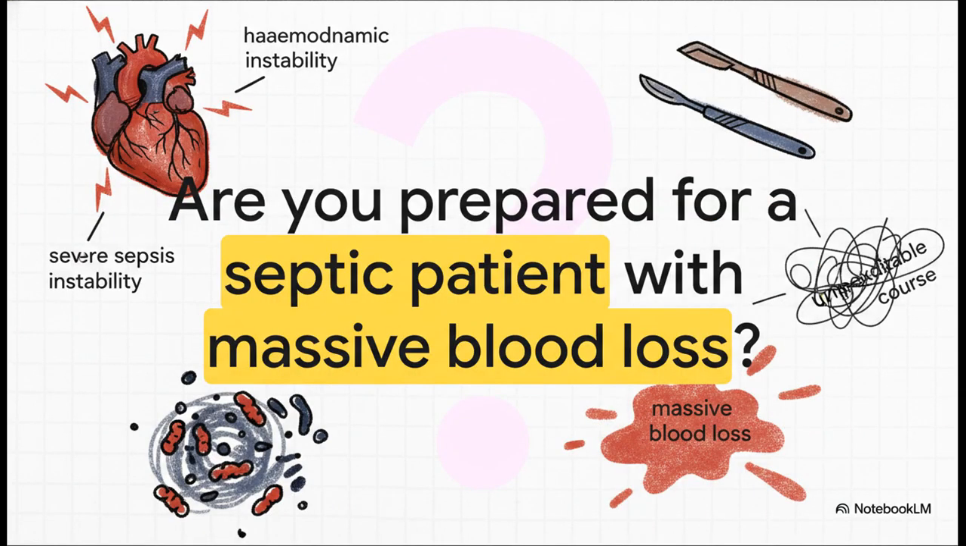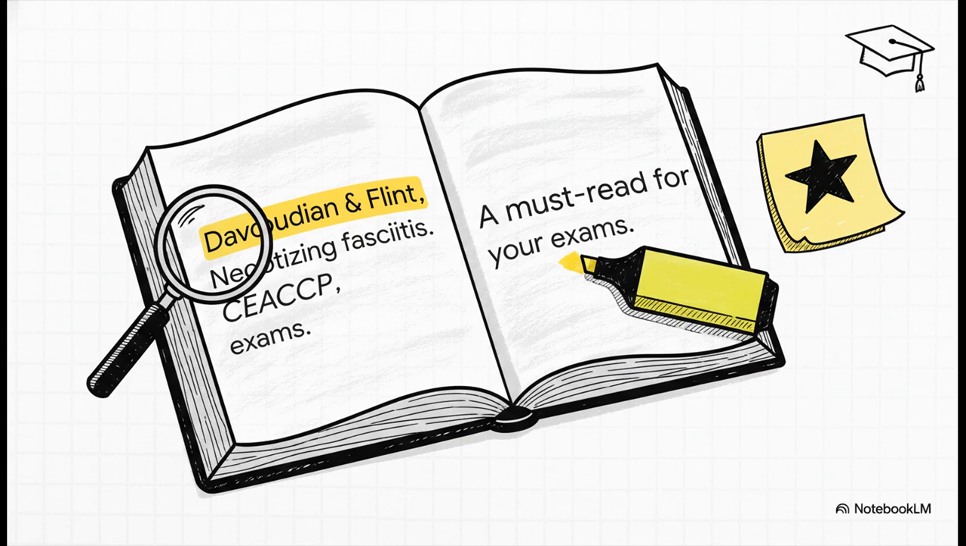So that's really the fundamental question you have to ask yourself. When you get that emergency call, your brain needs to immediately flip into this mode. Severe sepsis, a crashing patient, and a massive surgery with a completely unpredictable course. Being mentally and physically prepared for that scenario is everything. And for your reference, this whole review is based on a key paper from 2012 by Davodian and Flint. You can find it in Continuing Education in Anesthesia, Critical Care, and Pain. It is an absolute must-read for your exam prep.